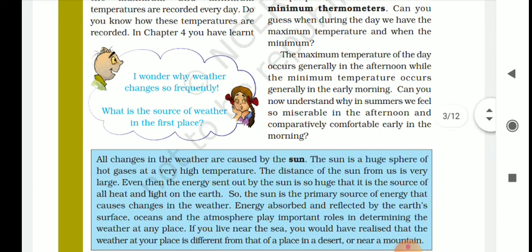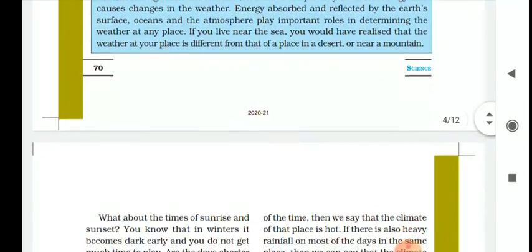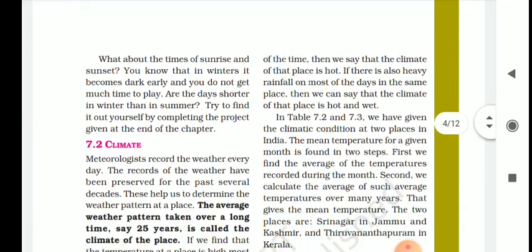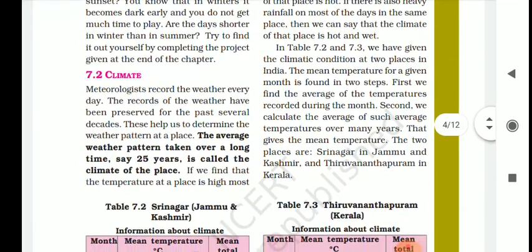And we also learned that changes of weather are caused by the sun. All the changes in the weather are caused by the sun. The sun affects different areas differently. And in this class, dear students, we learn about climate.